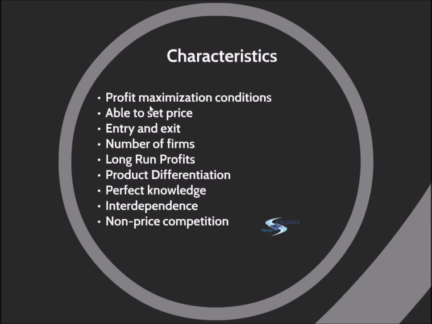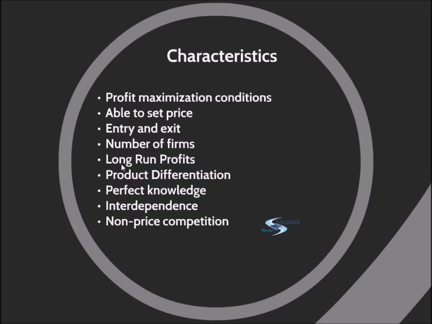The first one is that whatever firms are there in an oligopoly market structure, they aim at maximizing their profit. Then they are not price takers, they have an enormous amount of control over the price structure. They can make the price instead of taking the price set by the industry. Then in oligopoly, entry is very hard because there are significant barriers to entry in this particular industry. Exit is easy, but entry is very hard. Then the number of firms here is few.